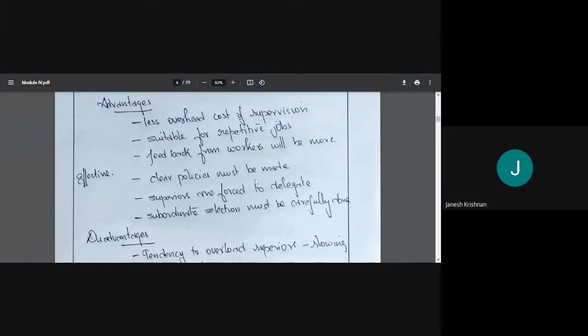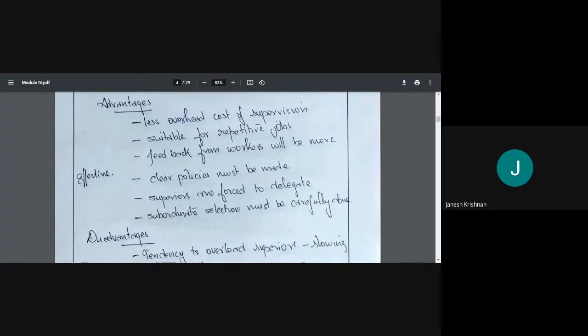Then superiors are forced to delegate, because I am having 8 persons in charge. So what will happen? I will be forced to delegate some of the work. Okay, you can do that. I will trust you with it. Okay, you can do it. I'll trust you with it. Like that, I will be forced to delegate.